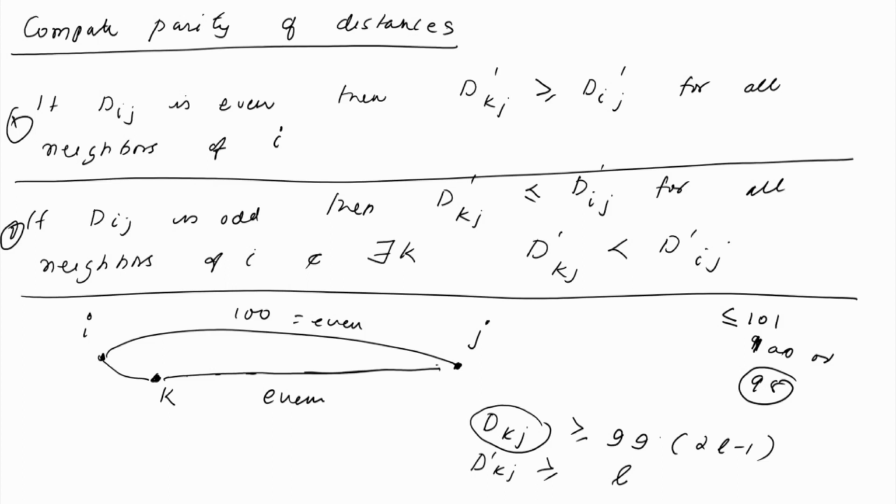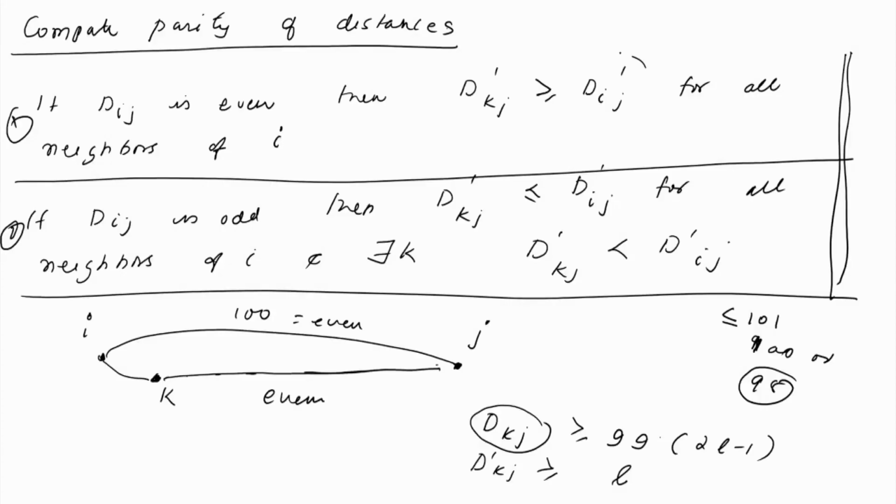So, that is the proof that whenever dij is even, for all neighbors k of i, d prime kj is greater than or equal to d prime ij, and a similar argument works for the case where dij is odd. When dij is odd, you can show that d prime kj is going to be less than d prime ij for all neighbors, and there will surely be one neighbor for which this is strictly less. Okay. So, this characterizes the parity of dij. So, we could look at neighbors in the squared graph and look at their distances, and based on whether they are greater than or less than, we can decide whether dij is even or odd.